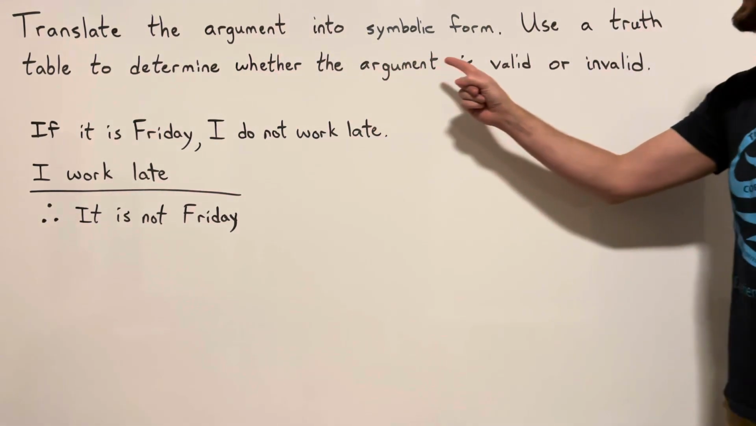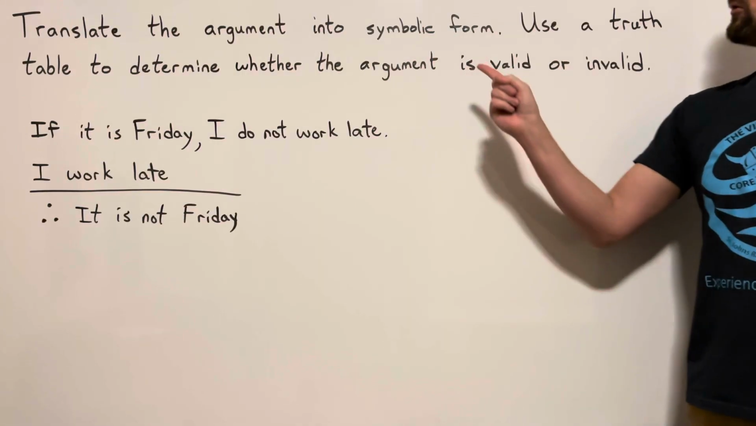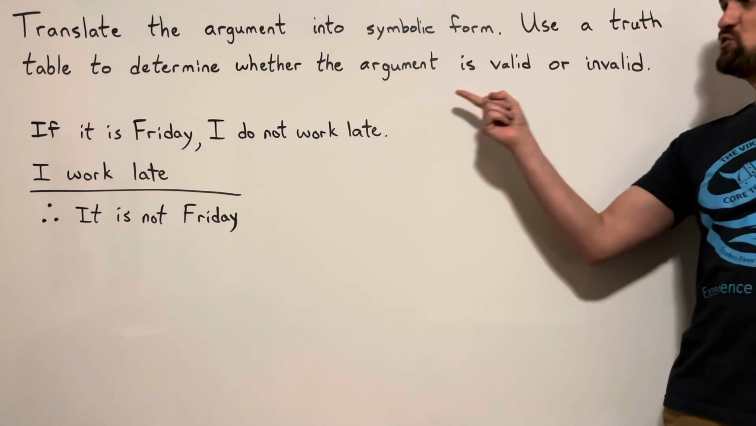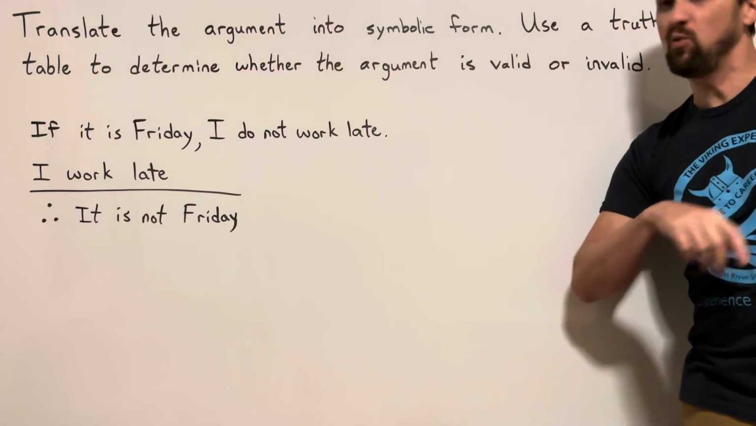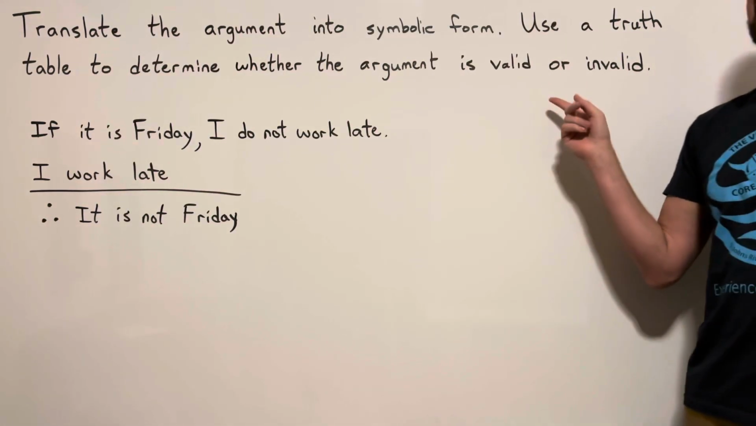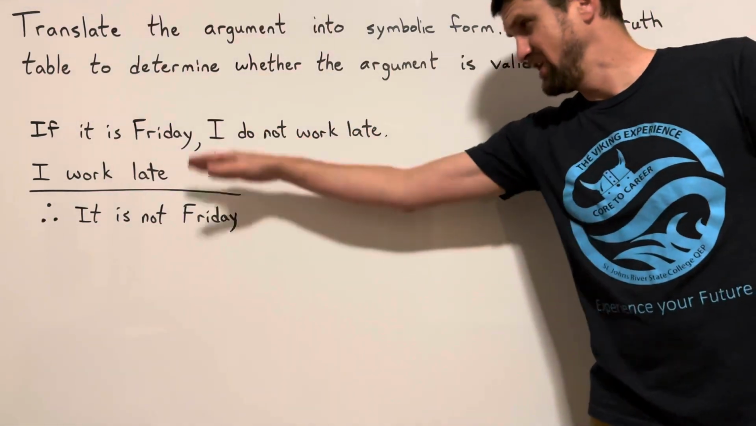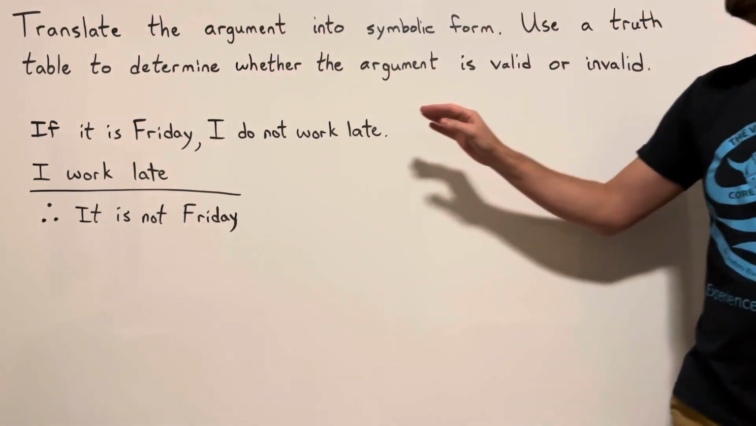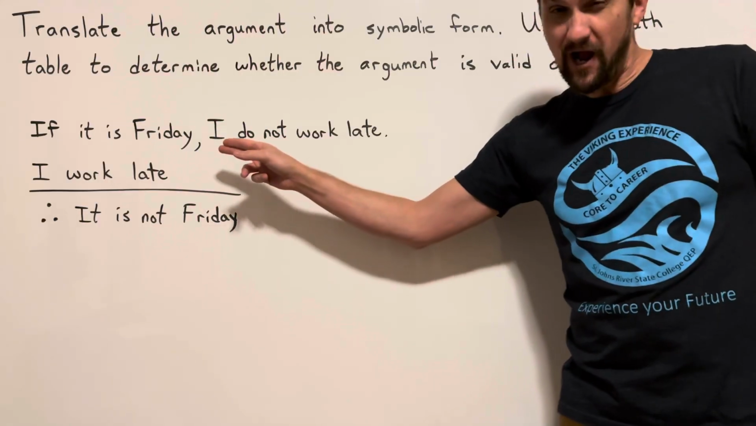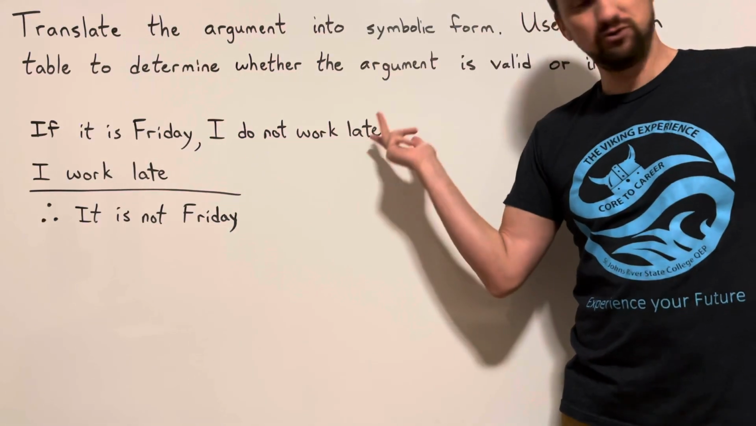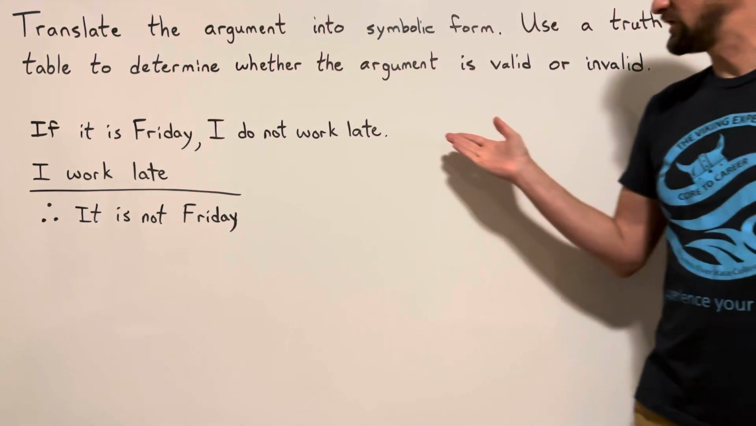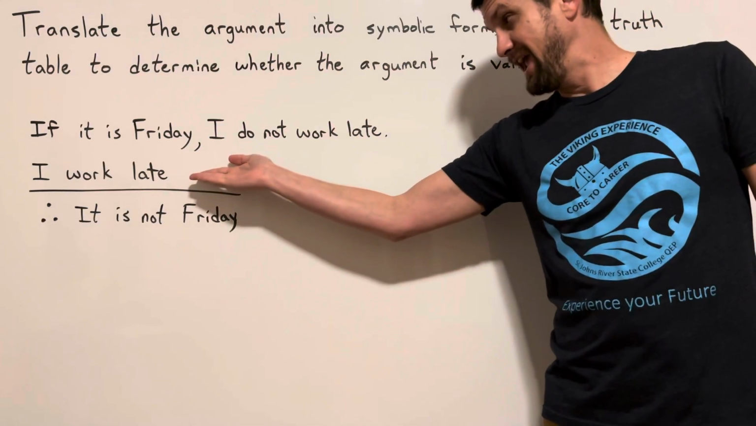Translate the argument into symbolic form. Use a truth table to determine whether the argument is valid or invalid. Here's the argument right here. If it is Friday, I do not work late. That's a conditional statement. And I work late.